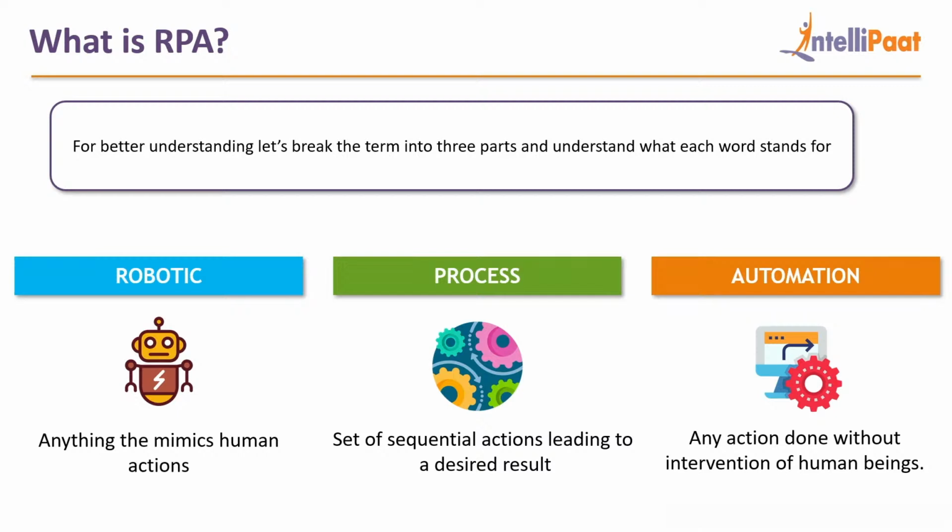So if I have a robot which can lift a box and keep it down somewhere else, or pour coffee for me, something like that is a robotic action, right? The robot is doing it. So that is what robotic is: something that mimics human actions for doing some operation. Then process. Process is a set of sequential actions which leads to a desired result.